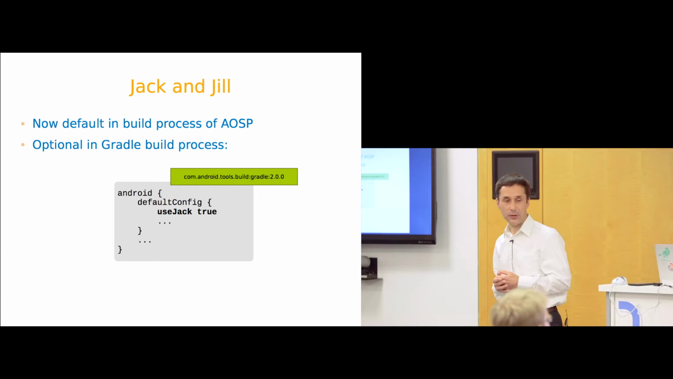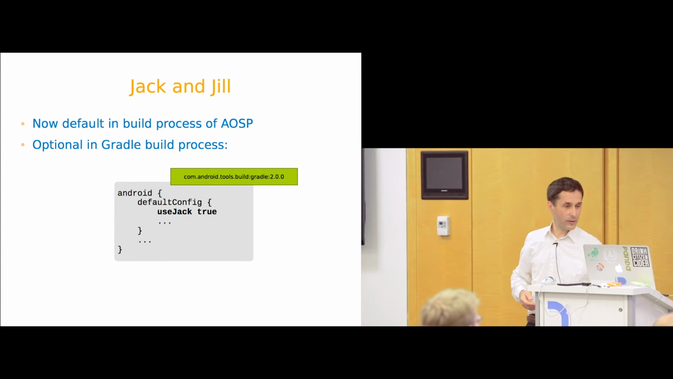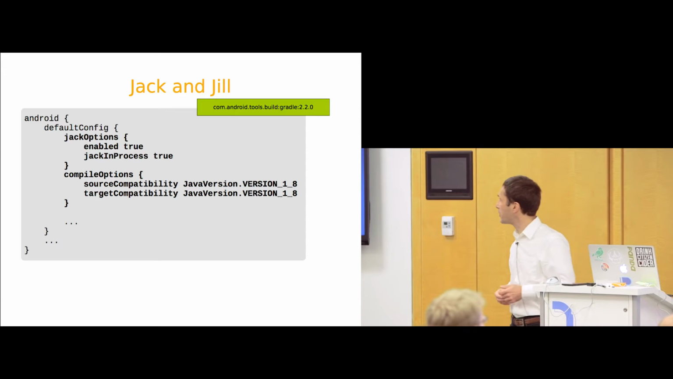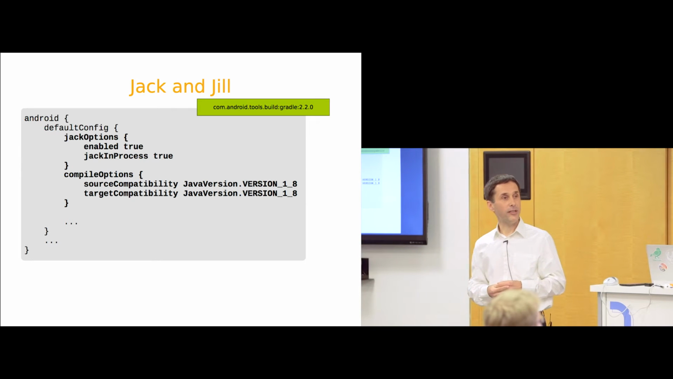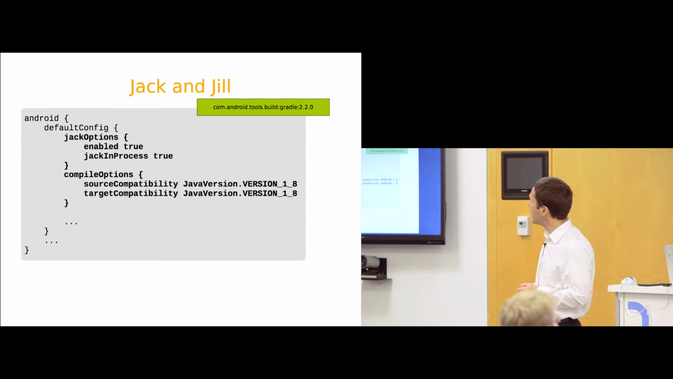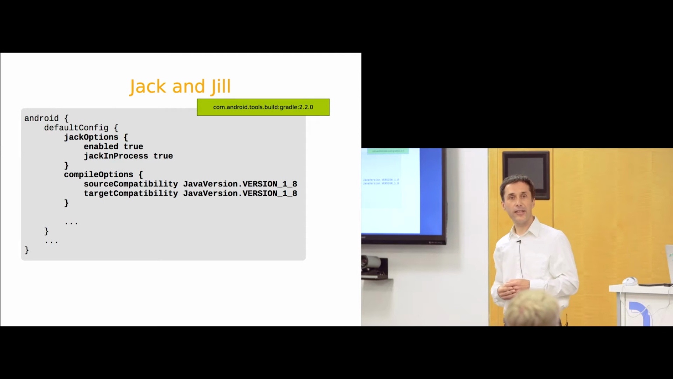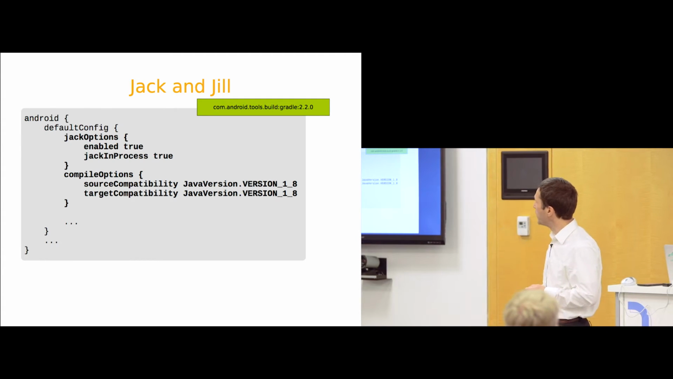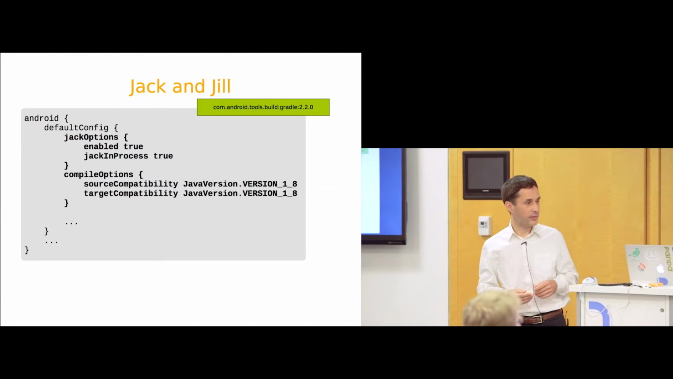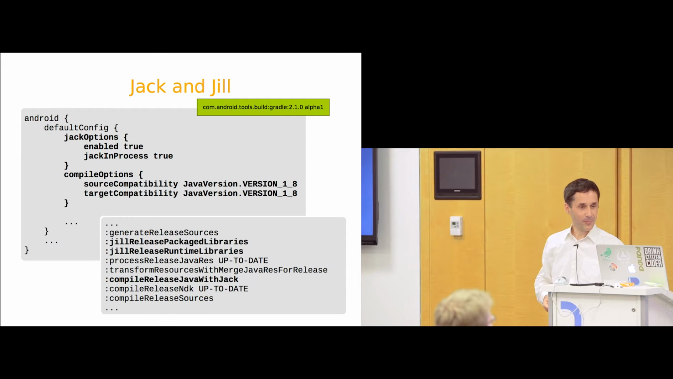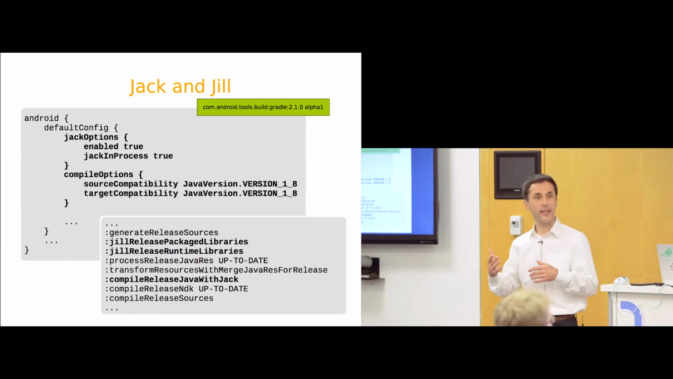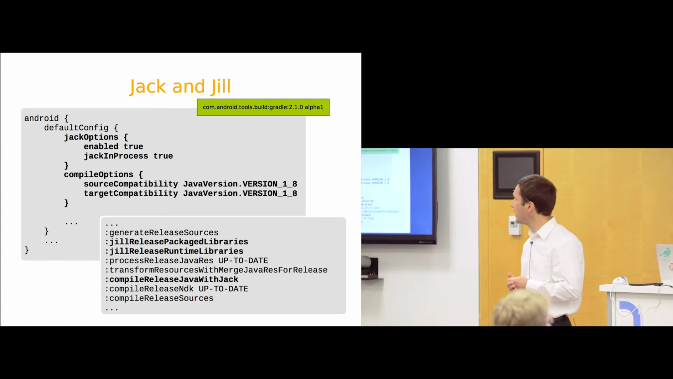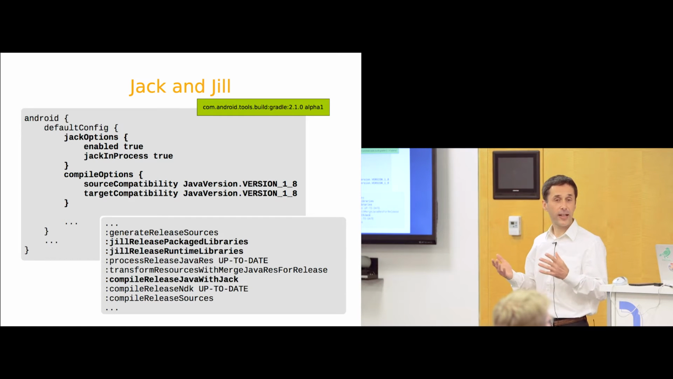At least this is the flag that was used in older versions of the Android plugin. In newer versions, you have to use these settings. So you enable Jack and Jill, and you can enable compatibility with Java 8 to use Java 8 features. There's also an undocumented feature that I needed to use at some point to get incremental builds. I'm not entirely sure if that's still necessary today. What happens then in your build process? The tasks will be reorganized, and in the build output from Gradle, you'll see a few tasks with Jack and Jill doing some things to your code.